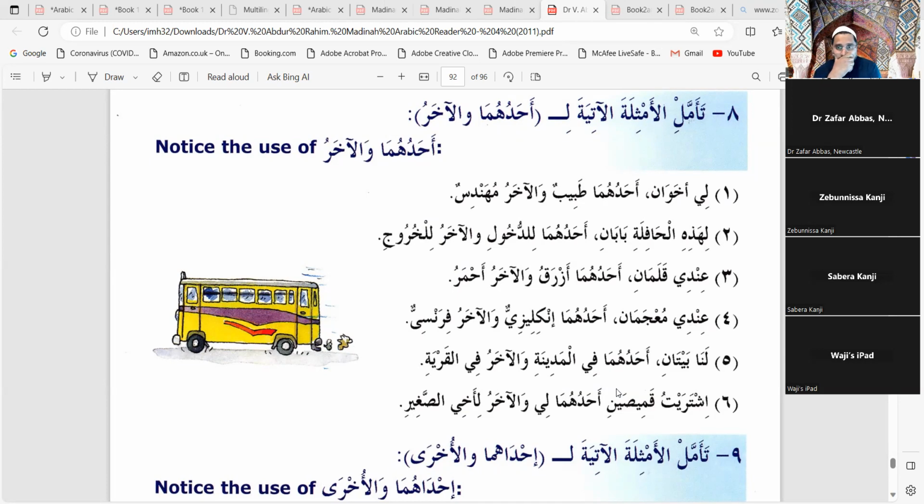In this bus there are two doors. Ahaduhuma lidukhuli wal akharu lil khuruji. One of them is for entry and the other one is for exit.